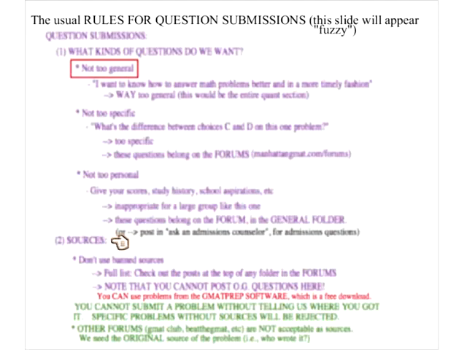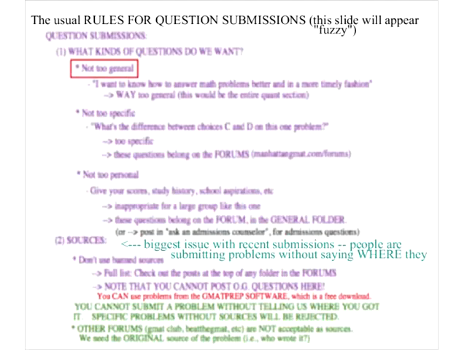Okay, finally, the sources. This is the single biggest problem with people's submissions. This is the biggest issue with recent submissions. People are submitting questions without a source. People are submitting problems without saying where they got the problems. You can't do that because there's a copyright issue. If you don't tell us where you got the problem from, we can't use it in the study hall because we don't know if we're stealing somebody else's problem. If you want a full list of the problems that you're allowed to use here, you can check the lists posted on the forum because it's the same list.